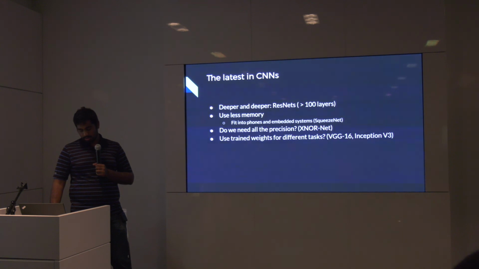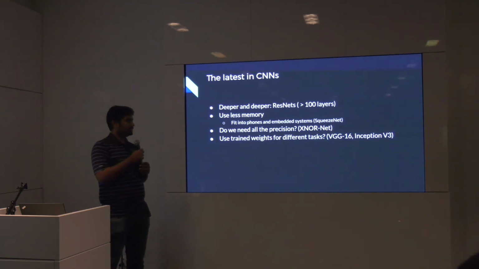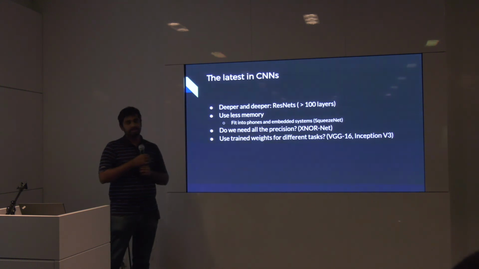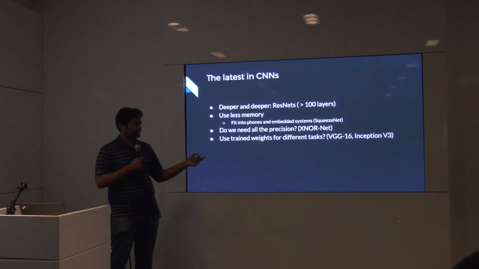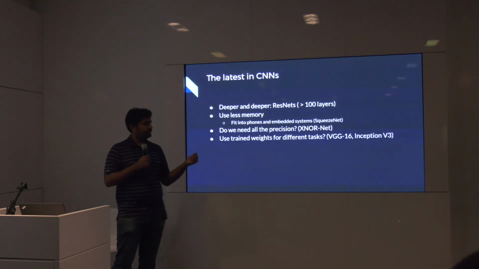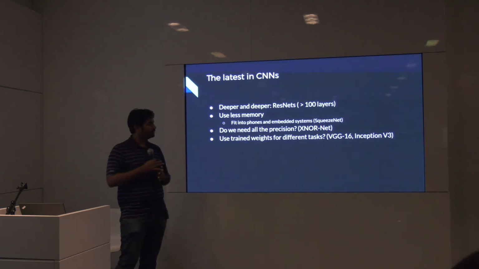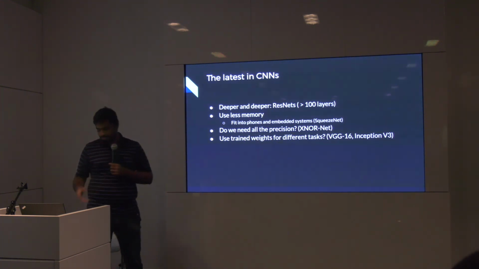Okay. And the next question is, how do I do things like transfer learning? Use trained weights for different tasks, like weights trained on image classification applied to object detection. The common architectures that people use are VGG16, which is, I think, 16 layers deep, of course, and Inception V3, which is from Google.